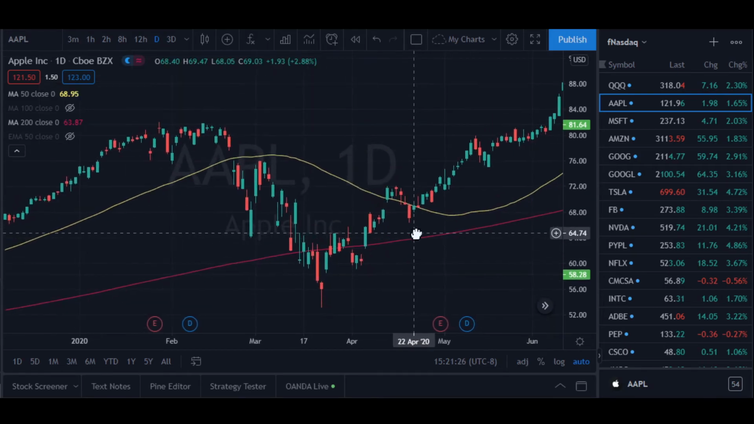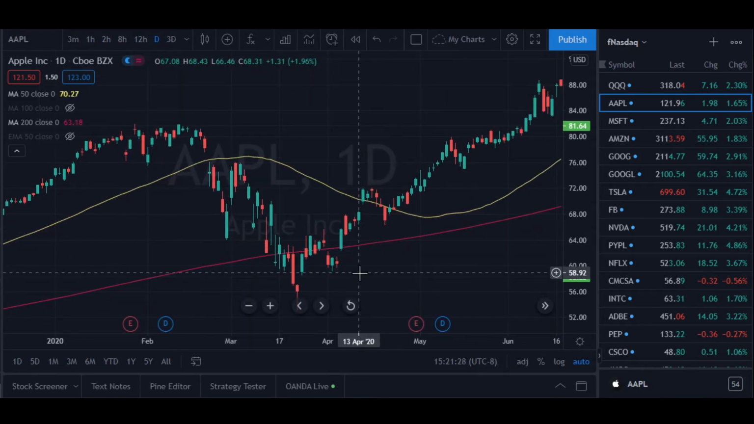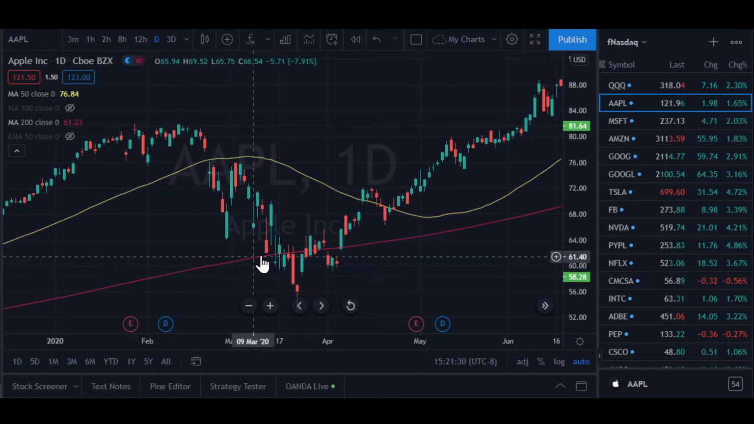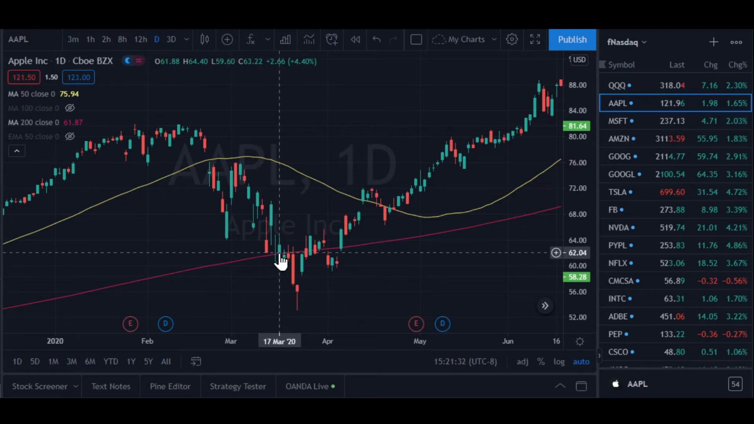And if you had never gotten into Apple before, the 200-day moving average would have demonstrated like your once in a lifetime opportunity to buy. Well, maybe not once in a lifetime, but anyway, when you hit that level, that would have been a good buy spot.